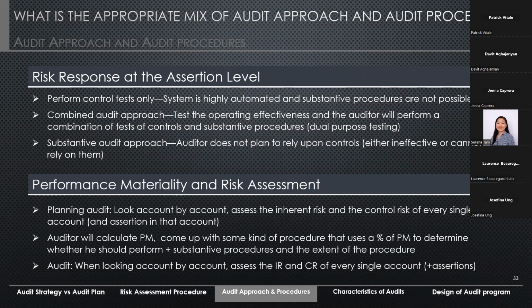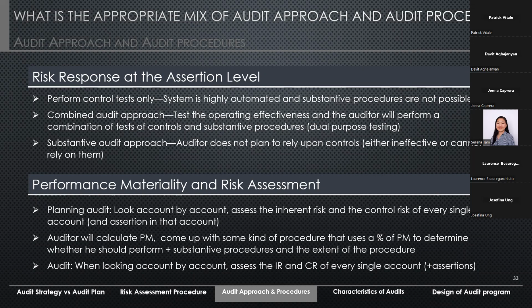Okay, so risk response at the assertion level. I mentioned this before. You could perform control tests only, right? So the system is very highly automated, and that's when you would do it. Combined audit approach. So you're testing both, and then you would do substantive when either the controls are not good, or because you think that it's more cost efficient to simply do the substantive audit procedure.